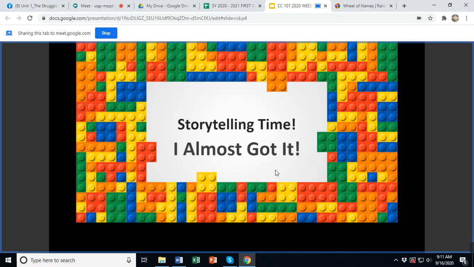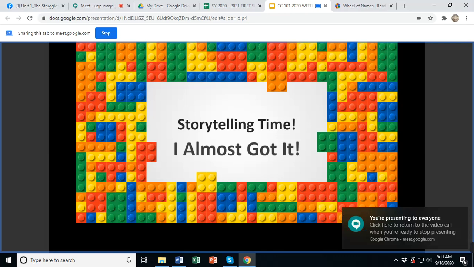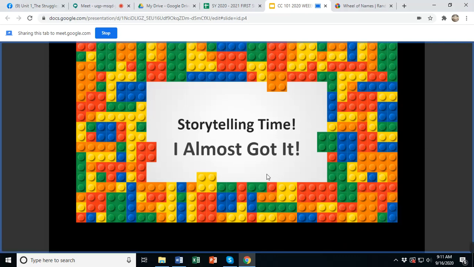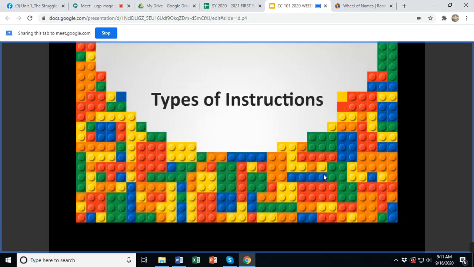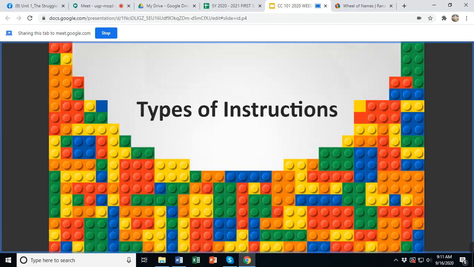Okay. So we already got the first question. Connection. Okay. Now, there are types of instructions because it's all about instruction. Now, it's very important that we know how important instructions are in our life, not just in our college life, but in our personal life.